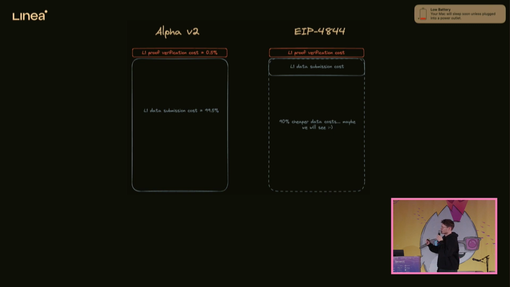Now, because the data availability cost is 99.5%, the real focus comes in how do we reduce that further. And there's a big upgrade coming soon on Ethereum, which is EIP 4844. That's probably going to reduce the cost of the data availability by approximately 90%. I put maybe, we'll see, because no one really knows. It's a new fee market. But it promises to lower costs by around 90%. And you can see here that that's going to further reduce the costs for all rollups.